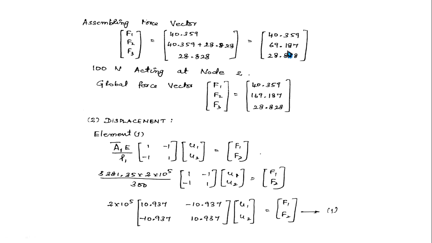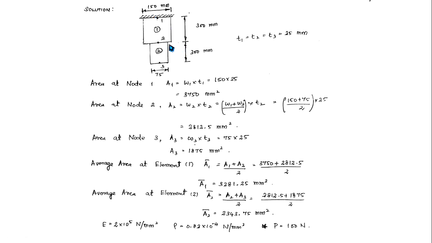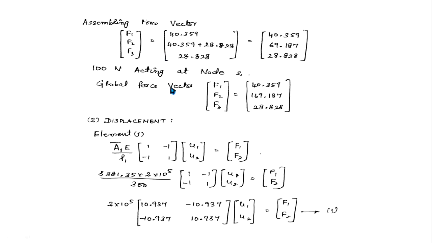Now is the problem over? No. Now we have calculated the force vector considering the self weight. In addition to self weight, there is a load of 100 Newton acting at the midpoint of the tapered steel bar, exactly 300 mm from the fixed region. That is what you have considered here as node 2. In node 2 only you have a load of 100 Newton. So for F2 you have to add 100. So I have added 100 Newton. This is 69.18 Newton, so obviously it will become 169. This is your final global force vector.